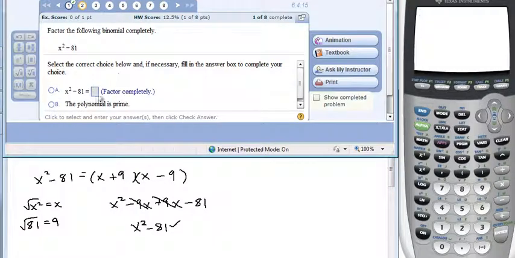So when you put these in here, it doesn't matter on the order. You can do the negative first or the positive first. Well, you have to have an x.